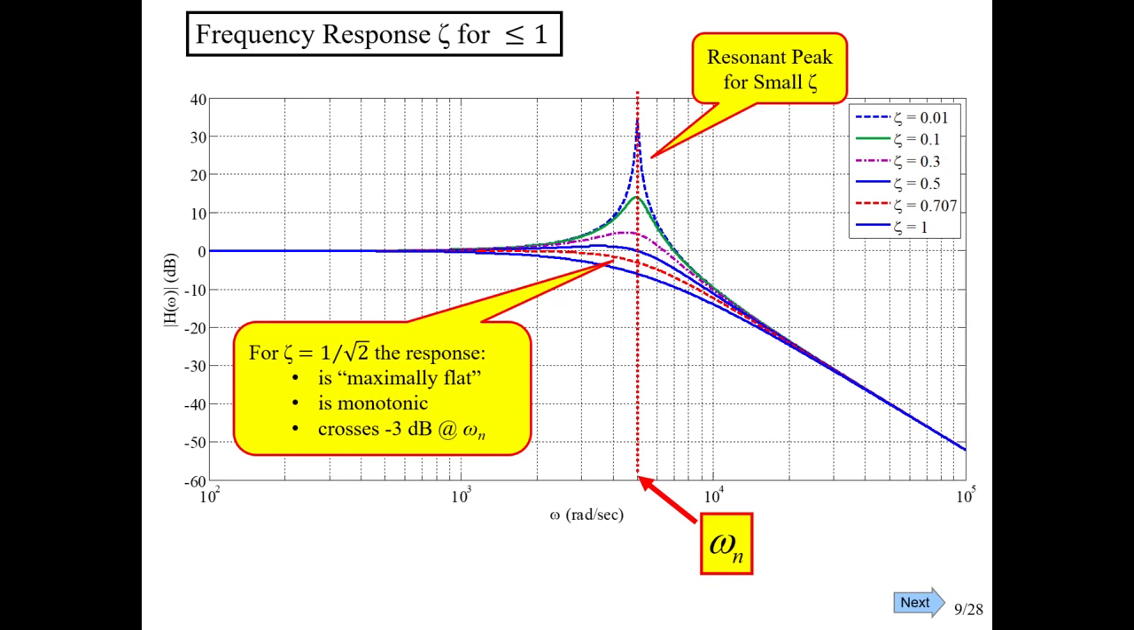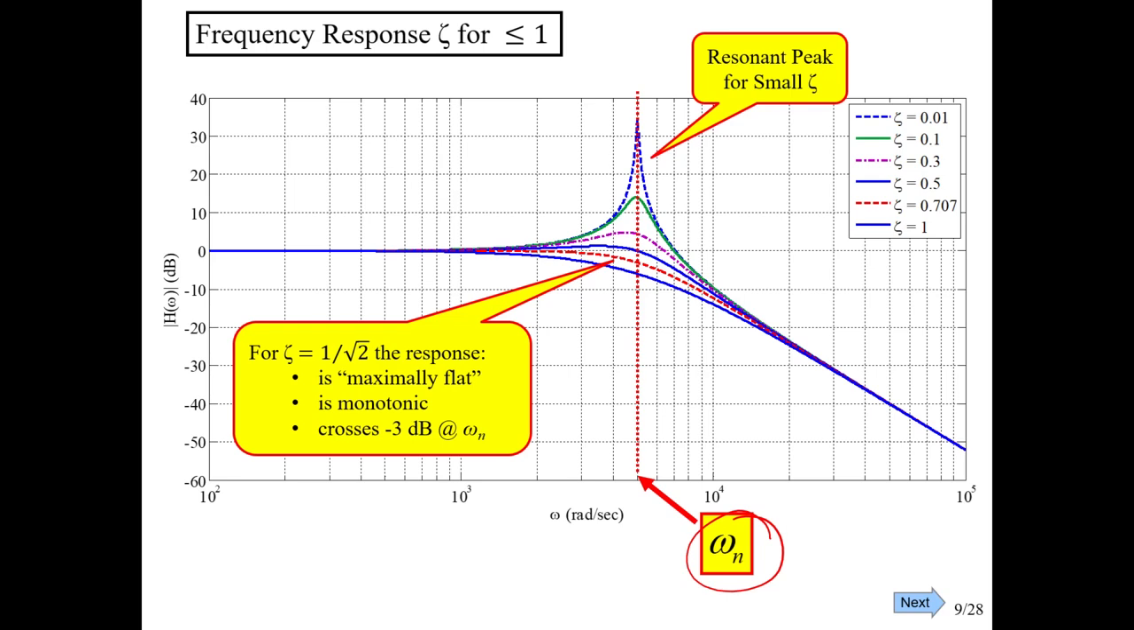So this is done for a particular value of omega sub n, which I guess was 1,000, 2,000, 3,000, 4,000, 5,000. So that was equal to 5,000 radians per second. And so let's start here with a very small zeta. We have a very sharp resonant peak. And it looks like it's at omega sub n. And it almost is exactly.